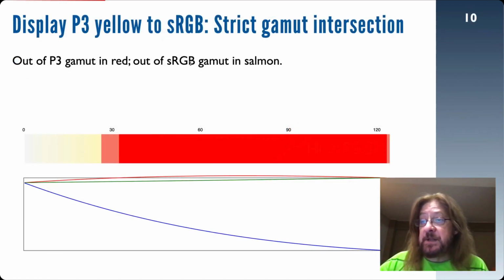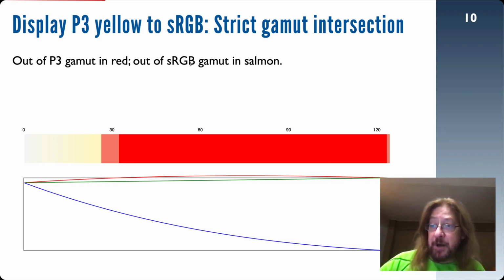To illustrate this, let's take Display P3 yellow and gamut map it to sRGB. In this diagram, colors outside sRGB are in salmon, and colors outside Display P3, yes, you heard that right, are in red. The graph below shows the linear light Display P3 red, green, and blue intensities. We're mapping along a line of constant CIE LCH lightness. Almost immediately we go out of the Display P3 gamut. Look, you can see the red intensity curving up.